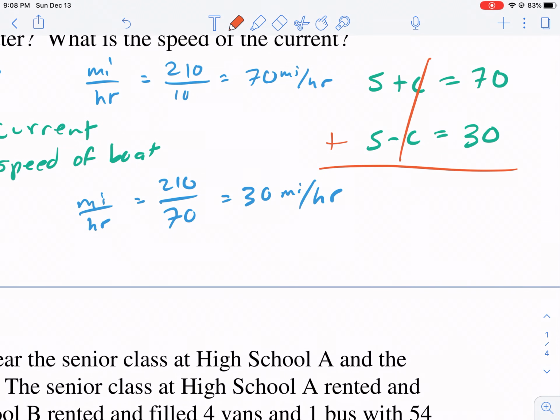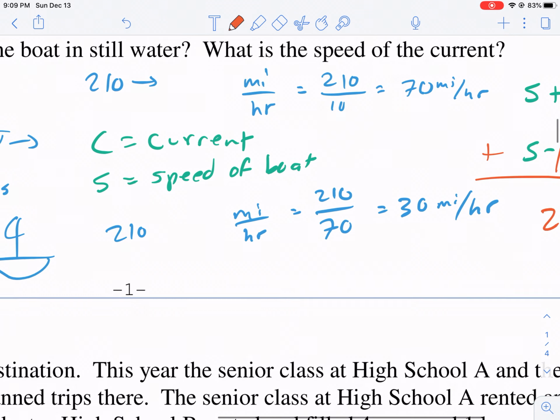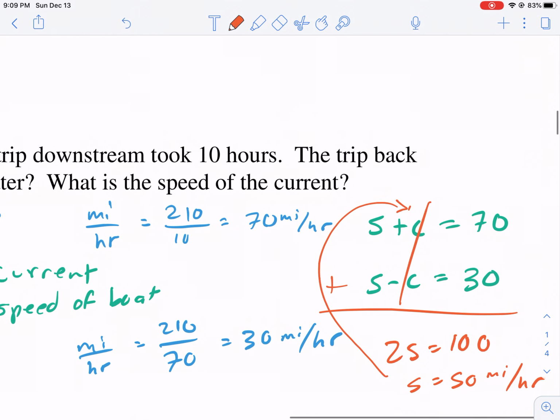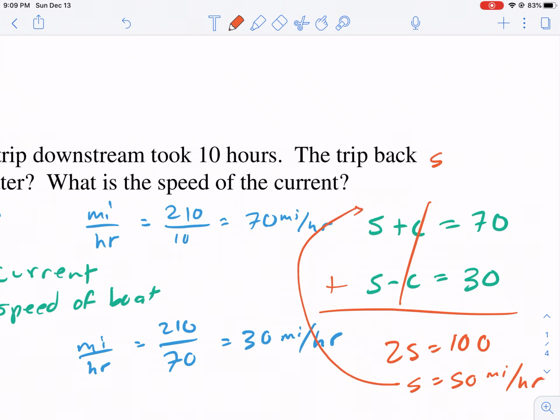So here we're going to add these two equations. We get 2s equals 100. So the speed of the boat in still water is 50 miles an hour. That's super fast. Now what we're going to do is plug this into one of our equations to find the speed of the current. We'll just plug it into the top one. I need to plug it in for s, so I get 50 plus c equals 70. Subtract 50, and I get c equals 20 miles per hour.